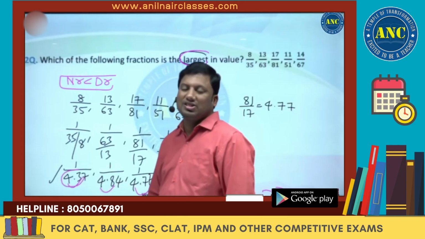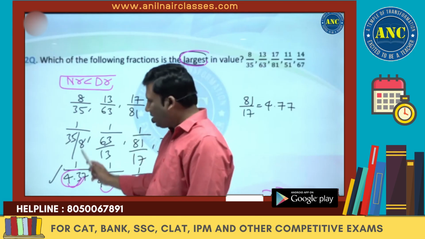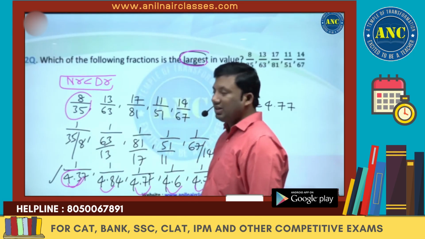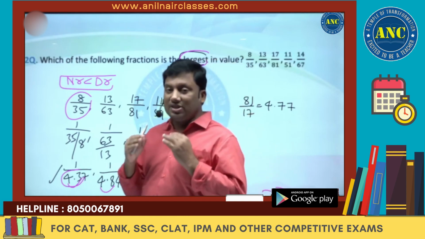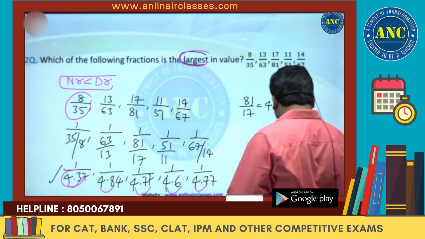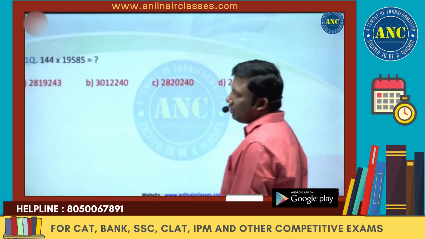Denominator smallest, value will be largest. So the answer is 8 by 35. Whenever the numerator is less than the denominator, convert it into 1 by form.